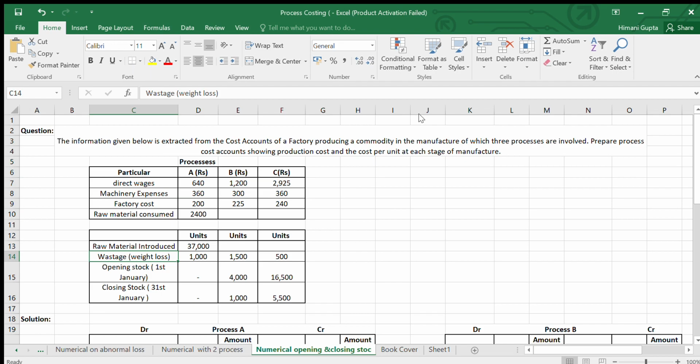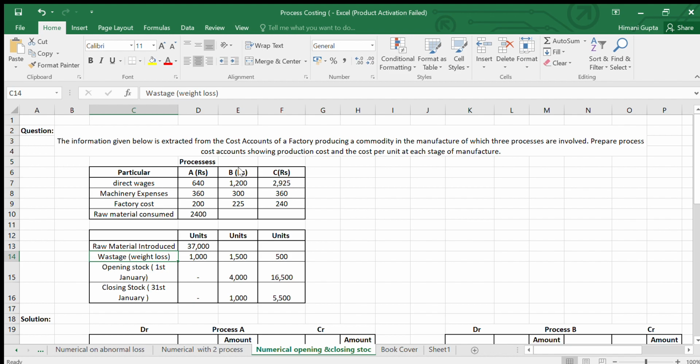Hello friends, today we are going to learn about opening and closing stock in process costing. Let's have a look at the question. The information given below is extracted from the cost accounts of a factory producing a commodity, in the manufacture of which three processes are involved. Prepare process cost accounts showing production cost and cost per unit at each stage of manufacture.